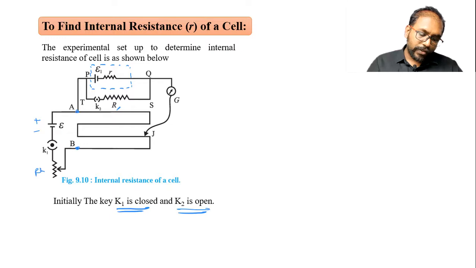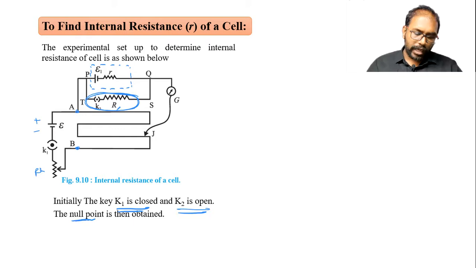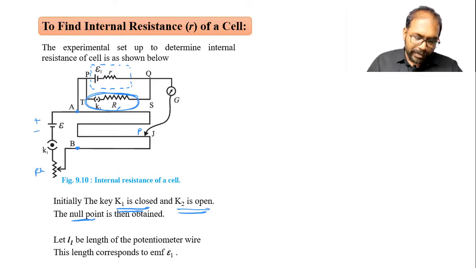If K2 is open, this part is not connected to the galvanometer, so there is no use of this part. K2 is open, so this capital R is not connected to the galvanometer. And we have to find the balancing point, the null point. Let me name this null point as P. Then we have to measure the length AP, and let me name that length as L1.